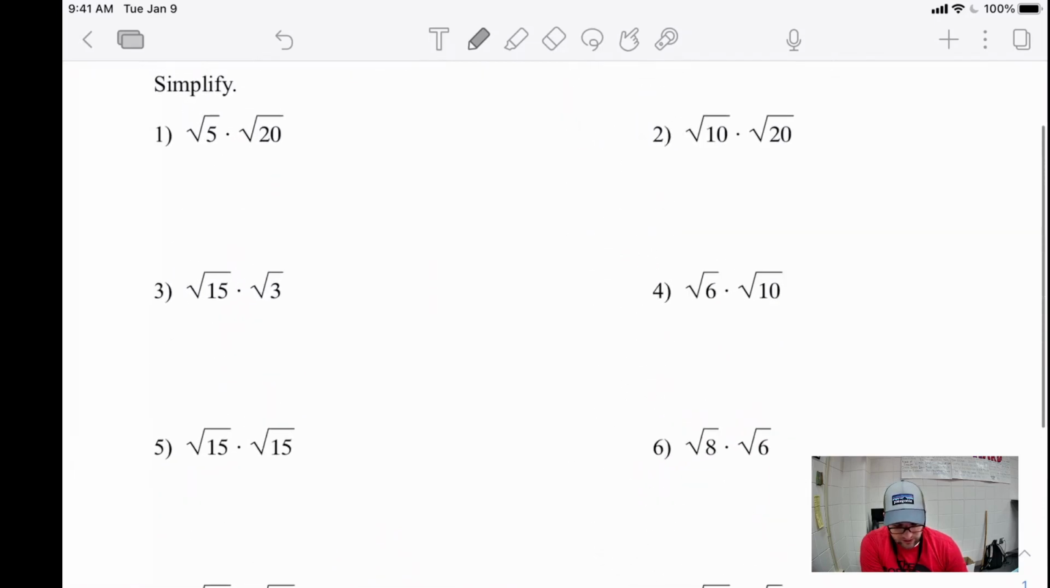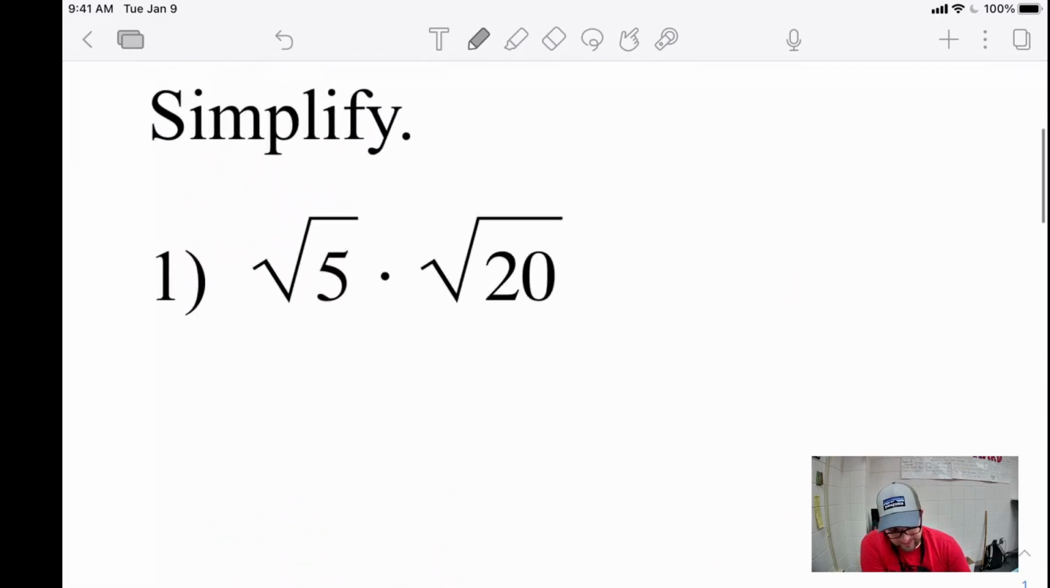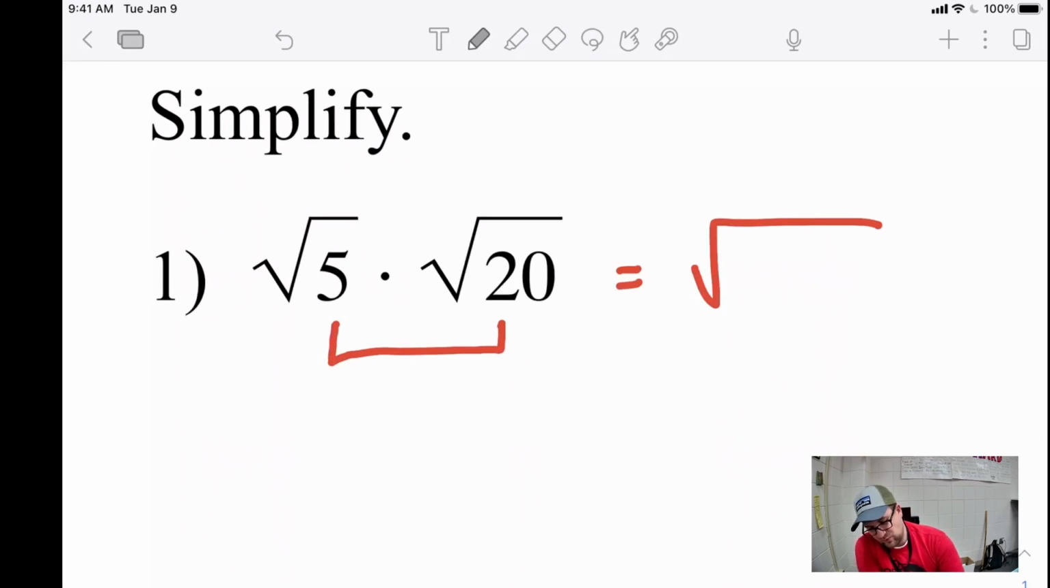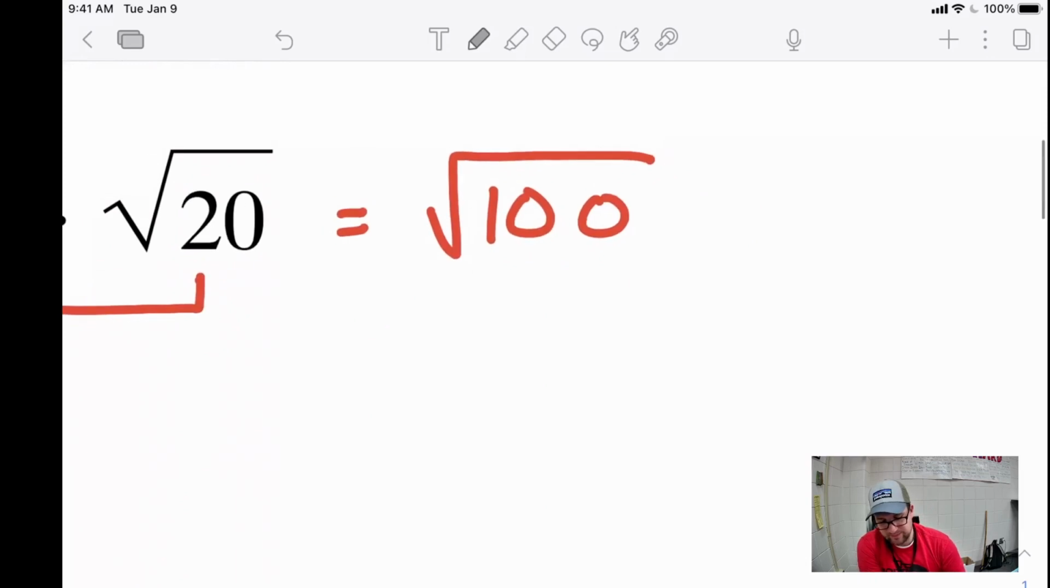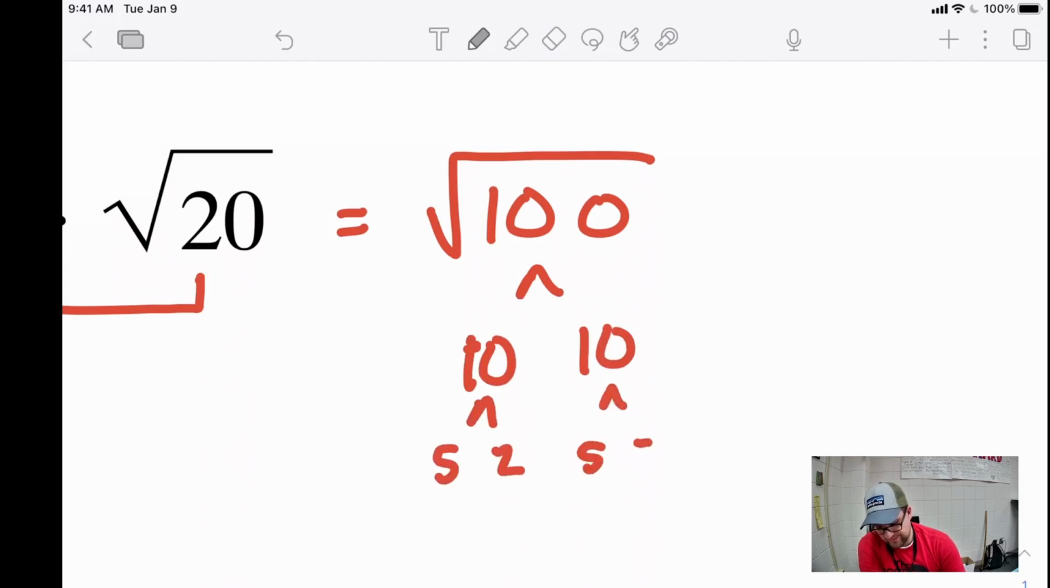Now, on all of these, if you notice, neither of them had an outside number. So when this happens, the problem's even easier. Then you just need to multiply the insides together, since there are no outsides. 5 times 20 is 100. Now we just need to simplify. So simplifying 100, this would be 10 times 10, which is 5 times 2, and 5 times 2.